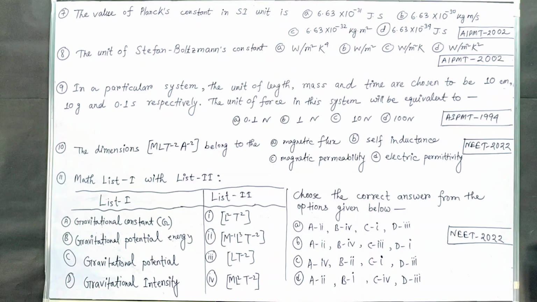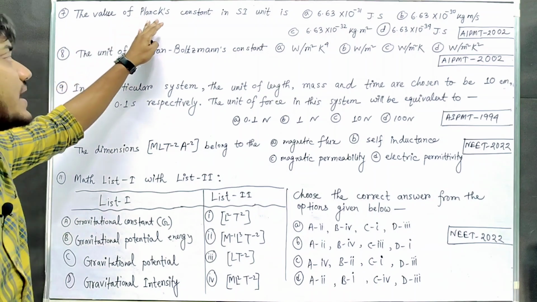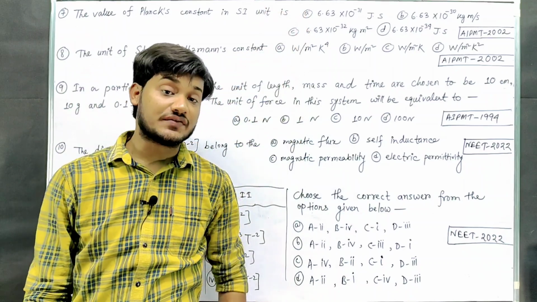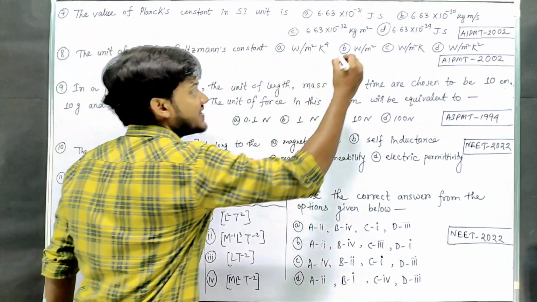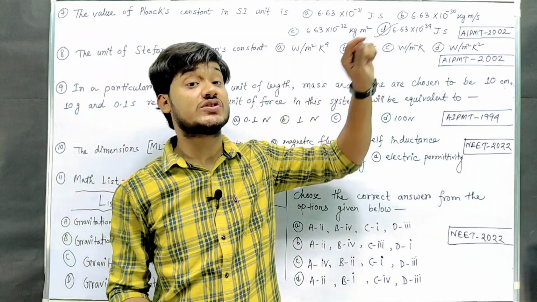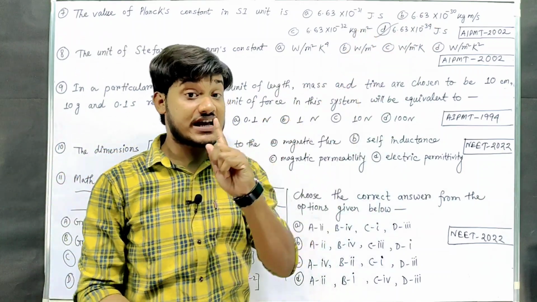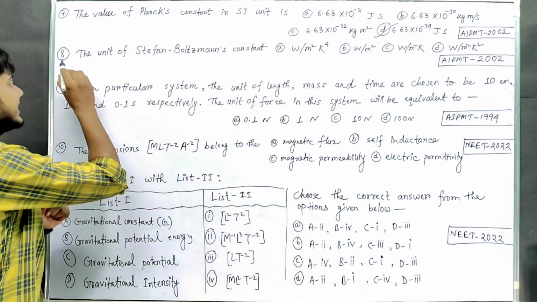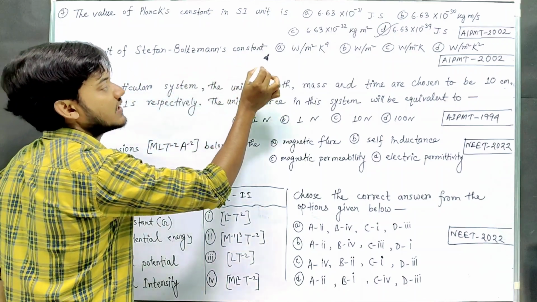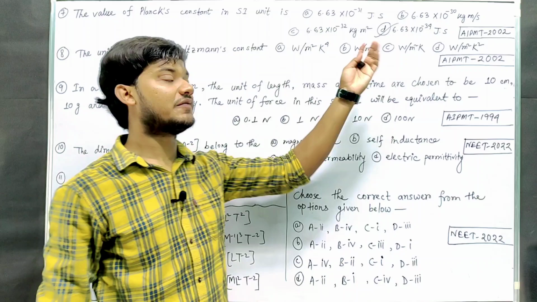Question 7. The value of Planck's constant in SI unit is, options are given. The right answer is 6.63 into 10 to the power minus 34 joule second. You have to remember this value. Next, the unit of Stefan Boltzmann constant. Options are given.